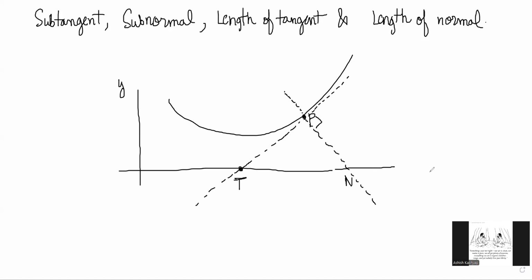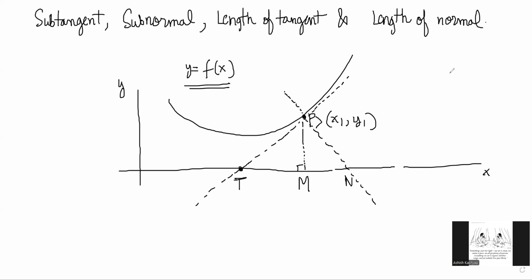We can also drop a perpendicular from P to the x-axis, and let's call this point M. So this is the perpendicular from P to the x-axis. If point P was some x1, y1, x1 comma y1, and the curve was y is equal to f of x, obviously we know that y1 is equal to f of x1. That is the first thing that we know because P lies on the curve.